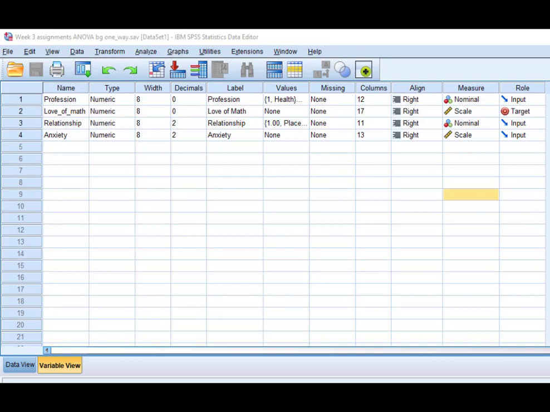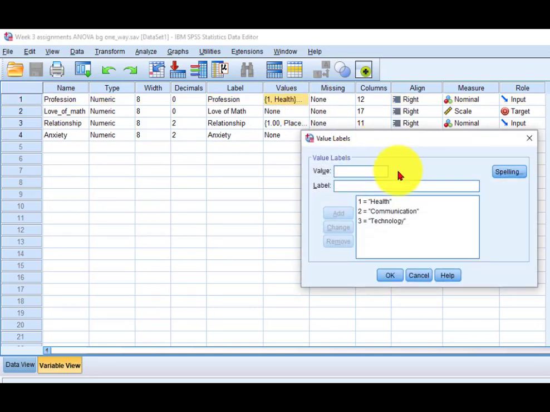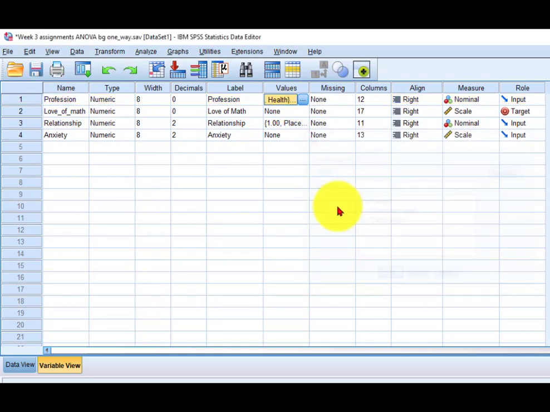I'm going to go ahead and run a couple of one-way between group ANOVAs. So let's get started. Our first categorical variable is called profession, with 3 levels: health, communication, technology. The DV is love of math. I changed this from ordinal to scale. If the data is ordinal, you should use a non-parametric version, but at this stage, I don't want to go into that depth. So here we go.